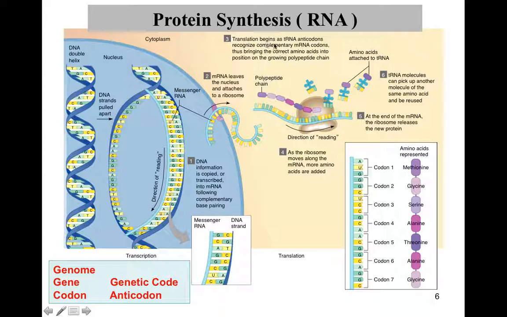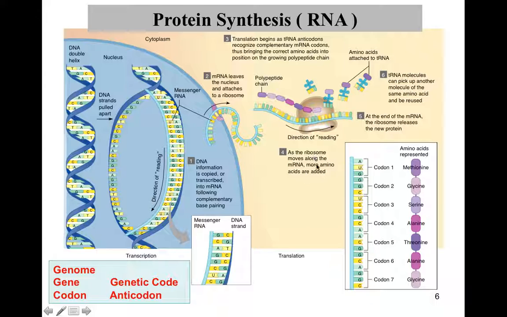So translation begins as the transfer RNAs, with their anticodon, these three, recognize the mRNA codons and thus bring the correct amino acid into position in the growing polypeptide chain. Once translation begins, it keeps going until the whole message is read. As the ribosome moves along the mRNA, more amino acids are added.